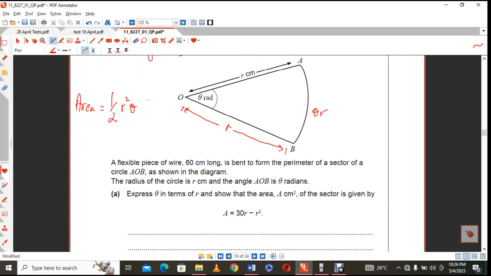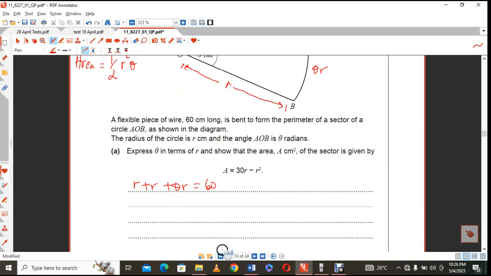We know that the perimeter is 60. That means the radius plus the radius plus the arc length should give me 60. You need to have a complete equation, right? So from this equation, I have 2r plus theta r equals 60. We need to make theta the subject of the formula because we are supposed to express theta in terms of r. So that means we need to get everything over. This is going to be theta r equals 60 minus 2r.